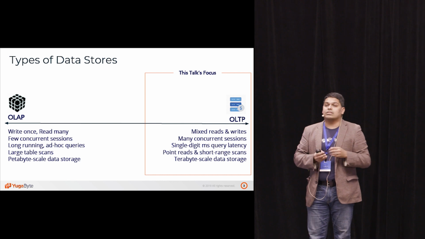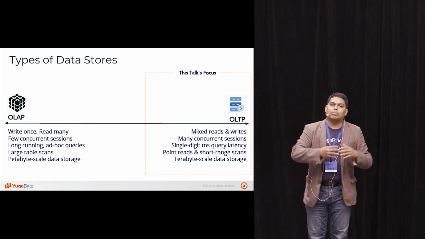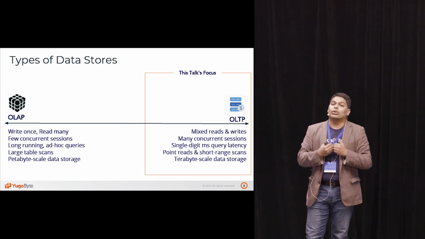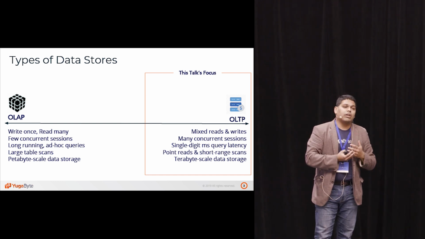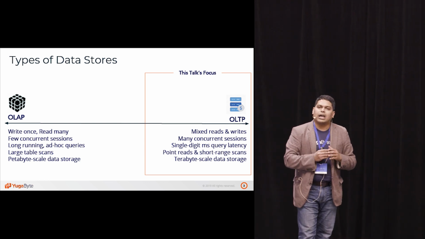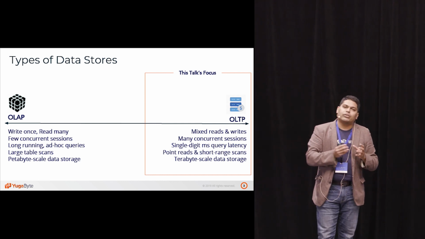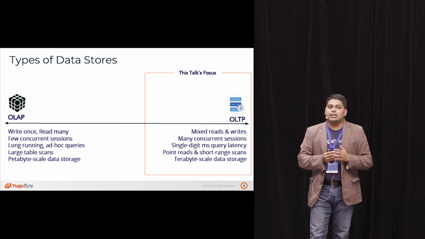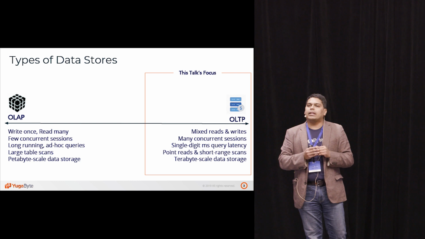Many concurrent sessions, because it's not about human beings anymore, it's about your application code that is deployed probably in IoT devices, which will be in millions. They're all talking to your database at the end of the day. And the queries that you're going to run need to come back really fast. Typically, single-digit millisecond query latency is the state of the art, you could say, in transactional databases. So the type of data access is point reads and short-range scans, as opposed to full table scans, which is the standard in the OLAP space. And data storage is typically in terabyte scale.